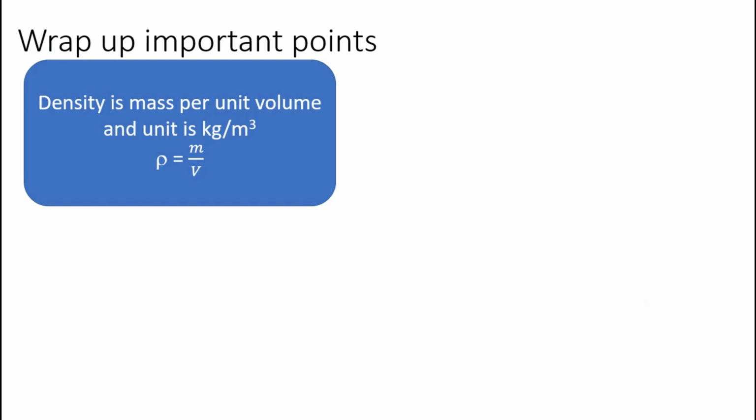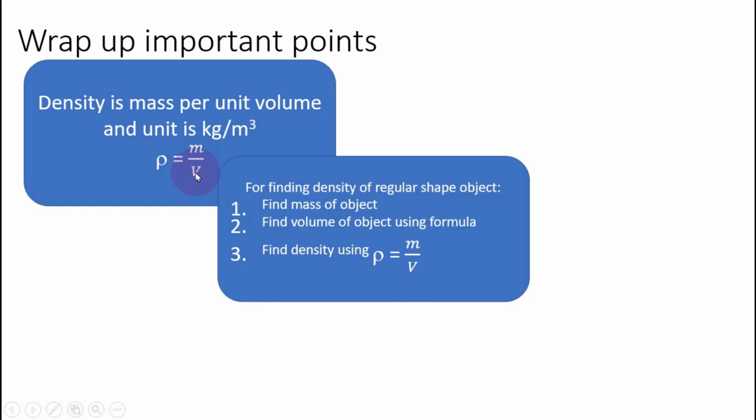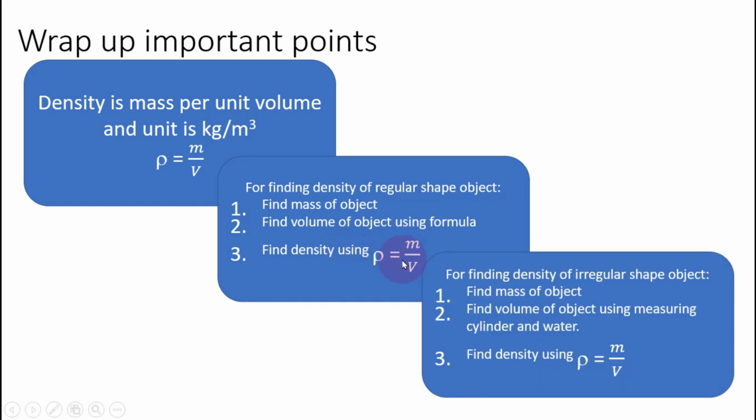Now let's wrap up today's points. Density is mass per unit volume. Its unit is kg per meter cube and the formula is rho equals m over v. For finding the density of regular shape objects, the first step is to find out the mass of the object. The second is to find out the volume by using the formula. The third step is to use the formula of density, which is mass per unit volume.